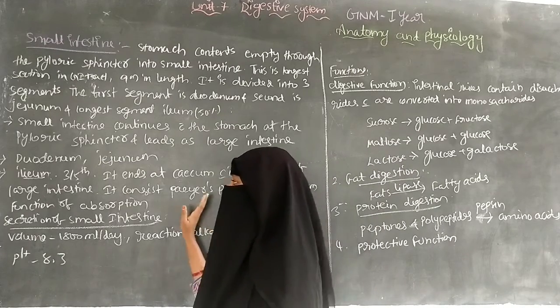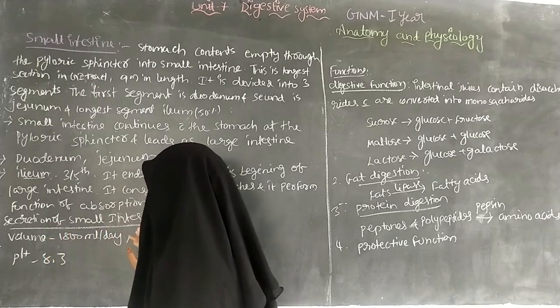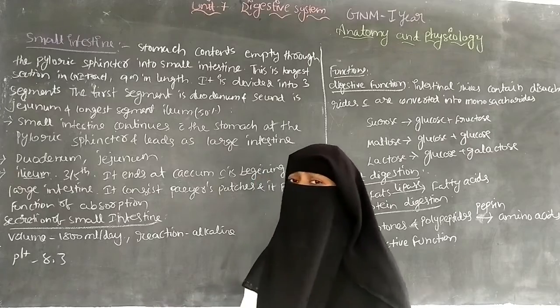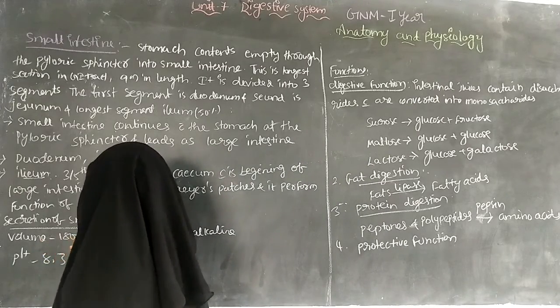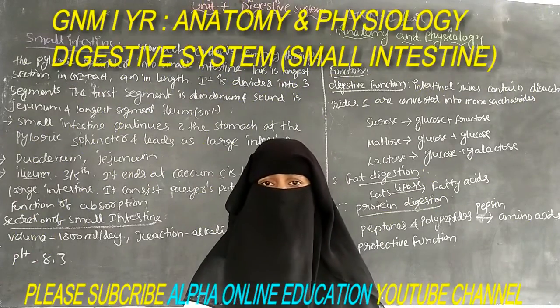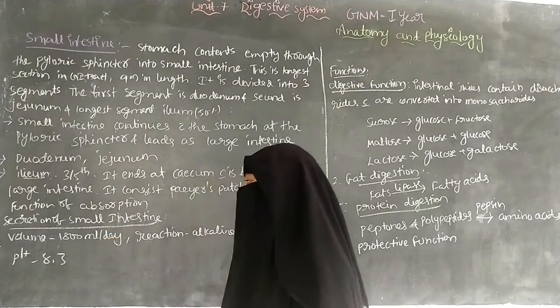So it is about the ileum. The next one is the secretions of the small intestine. The secretions present in the small intestine include the volume: 1800 ml per day. The small intestine secretes 1800 ml daily.